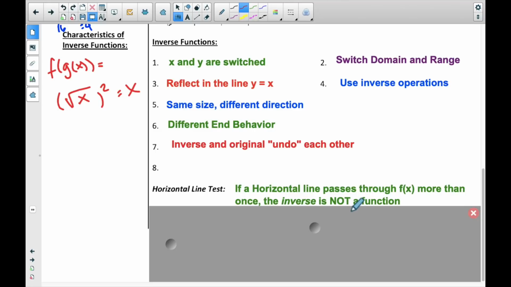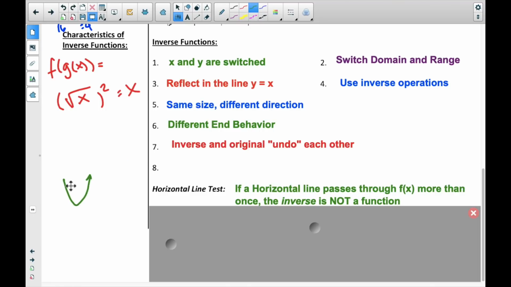All right, a couple more things to talk about on this side. The horizontal line test. We know what the vertical line test is, right? We also have the same thing regarding a horizontal line test. So if a horizontal line passes through a function more than once, the inverse is not a function. So this doesn't deal with the function itself, it deals with the inverse of a function.